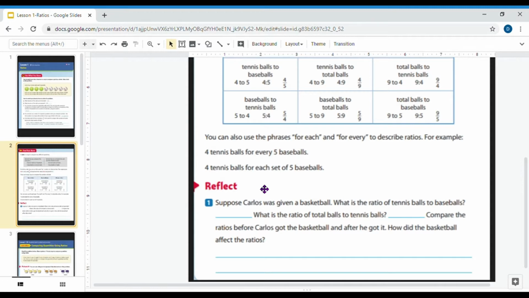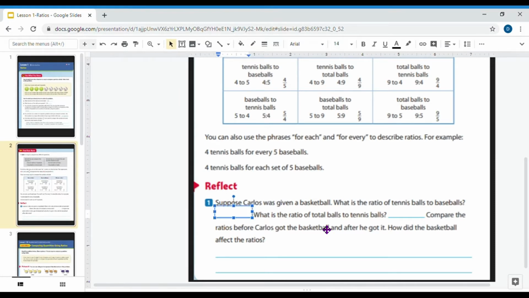It says, suppose Carlos was given a basketball. What is the ratio of tennis balls to baseballs? So my ratio of tennis balls to baseballs is still going to be 4 tennis balls to 5 baseballs. And now it says, what is the ratio of total balls to tennis balls? So the first number has to be the total number of balls. So Carlos had 9, but he just was given a basketball. So now Carlos has 10 balls, and he still has 4 tennis balls.